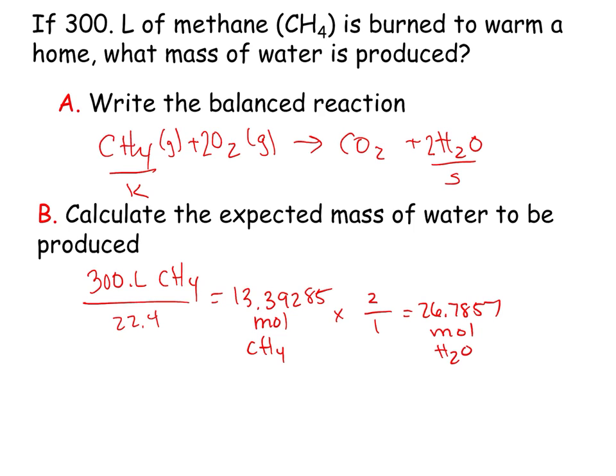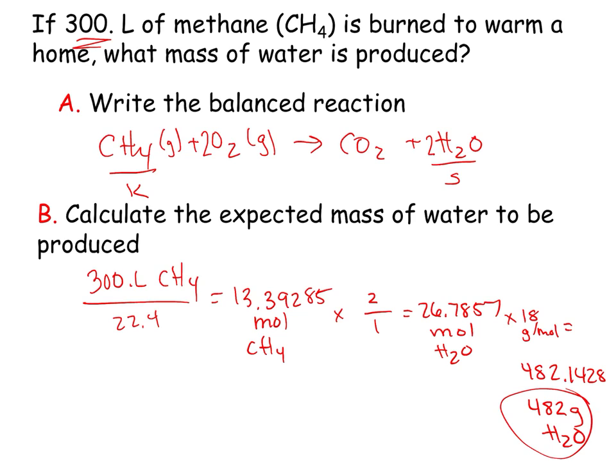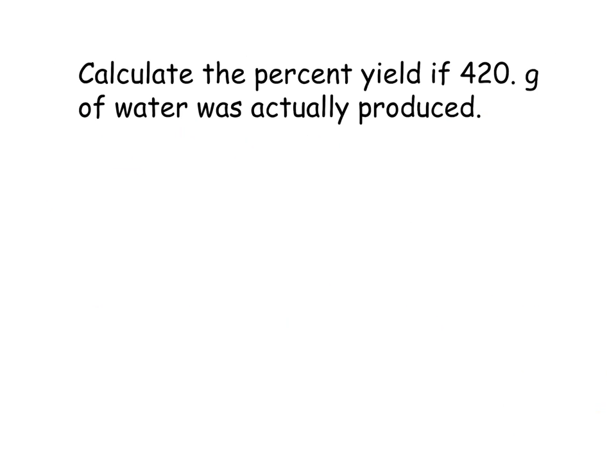And then to go from moles to mass, you're going to multiply by the gram formula mass, which is water, 18. So I'm going to get 482.14, blah, blah, blah. If you're doing sig figs, which you should, it's 3. So let's just say 482 grams of water. That's what I expect to form when I do the math. However, when I actually burn 300 liters, I only got 420 grams. Oops. Because it's real life.